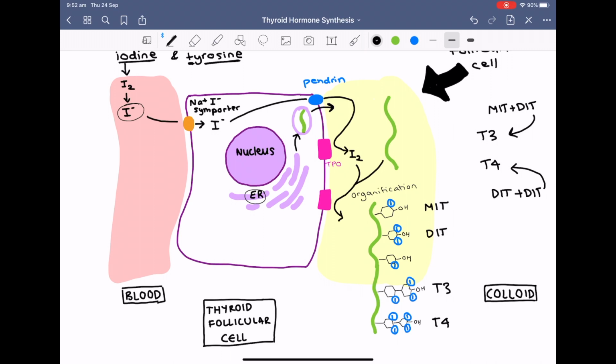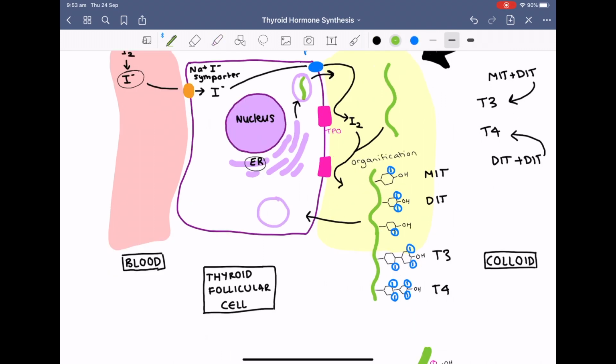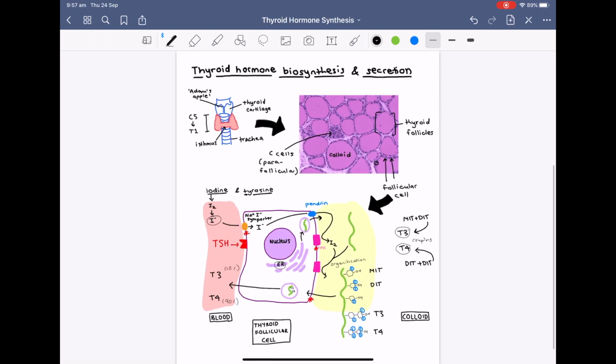How do they get into the bloodstream? The thyroglobulin is endocytosed by the follicular cell. The vesicle fuses with the lysosome, and the thyroglobulin is cleaved to release T3 and T4. These are now free to enter the bloodstream. T3 accounts for about 10% of the thyroid hormones that are produced, and T4 the other 90%. And that's it. I hope you now have a better understanding of how thyroid hormones are created and secreted by the thyroid gland. Thank you.